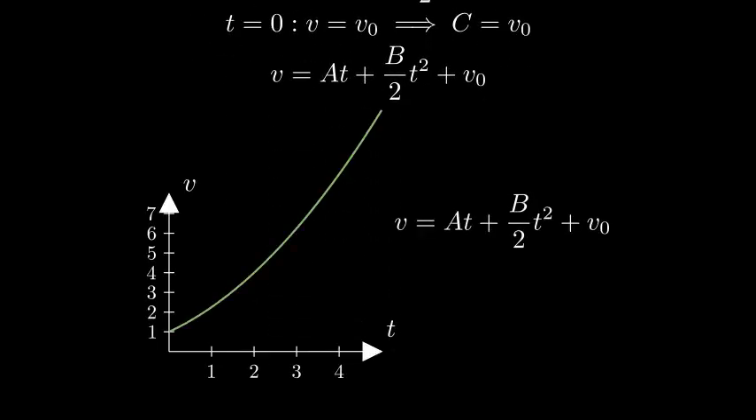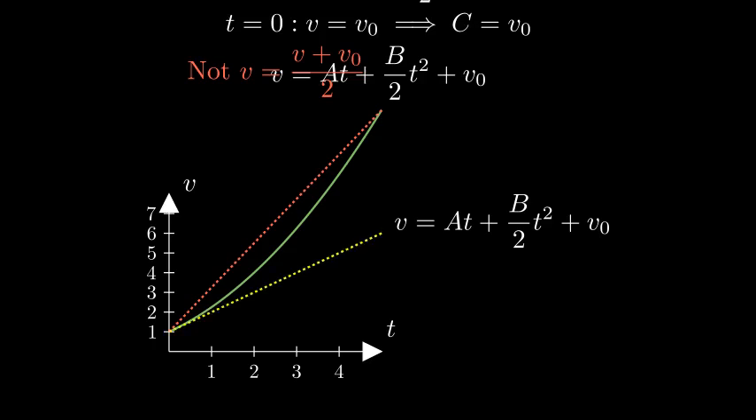The velocity is no longer a linear function of time, but rather a quadratic function. This means that the average velocity cannot be found by simply averaging the initial and final velocities, as that method only works for linear velocity functions.